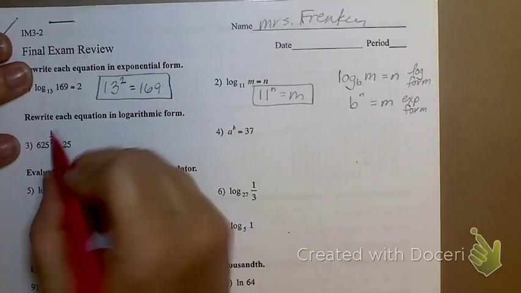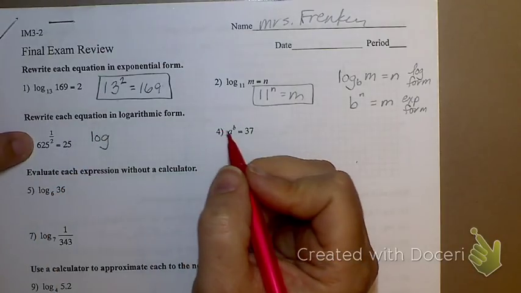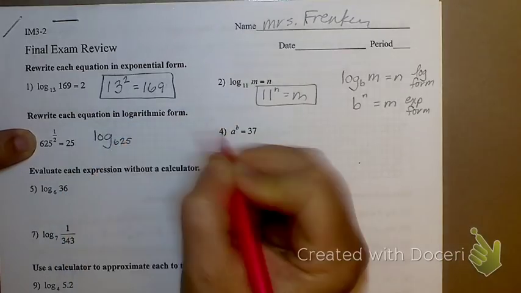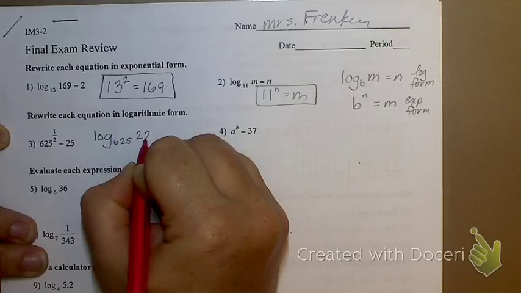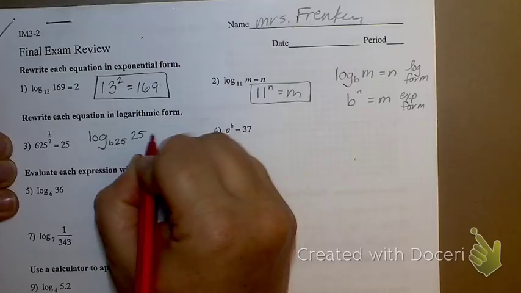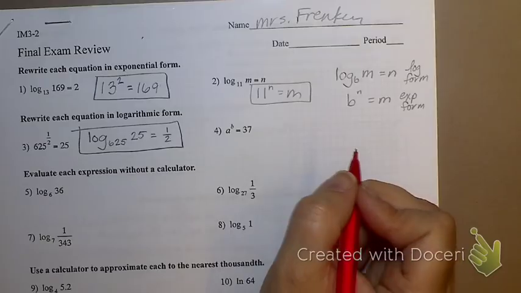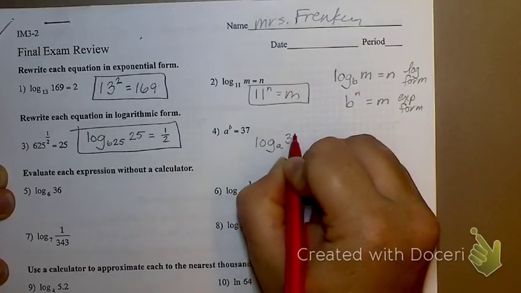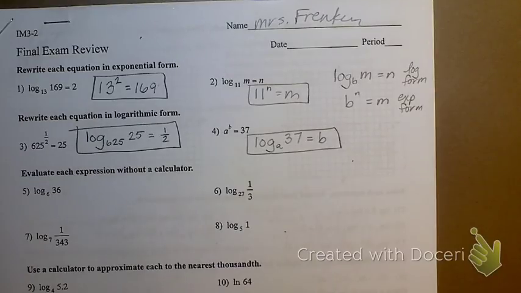All right, now let's go backwards. We have exponential form. We're going to write the word log. The base of the exponent, or the base of the power, is still the base of the log. And then my exponent and the number out here get flipped. So log base 625 of 25 equals 1/2 is what that one would look like. And this one we would have log base A of 37 is equal to B. So those ones are pretty quick, just rewriting in the other form.